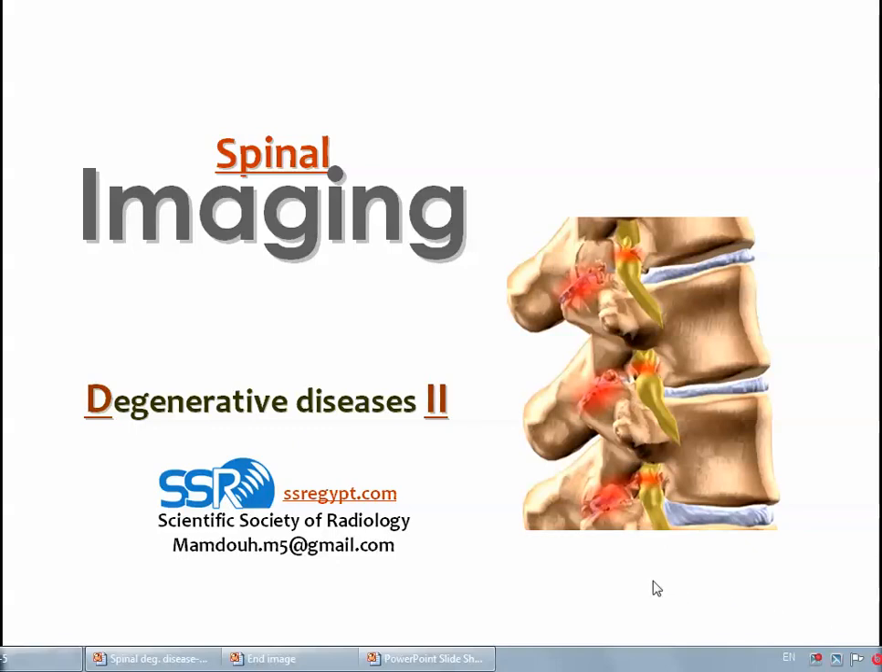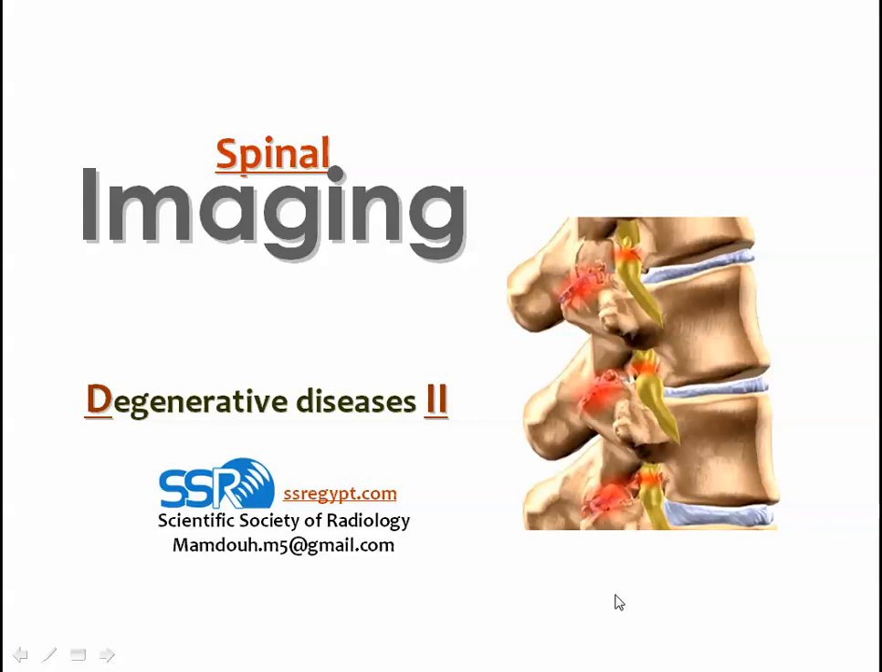Dear colleagues, this is the second part of the talk of the degenerative diseases of the spine. And you remember we have discussed 2 items from the 7 items in the degenerative diseases of the spine. We have finished the issue of spinal canal stenosis, and we said that there are 3 types of spinal canal stenosis: the idiopathic type, the developmental type, and the acquired type.